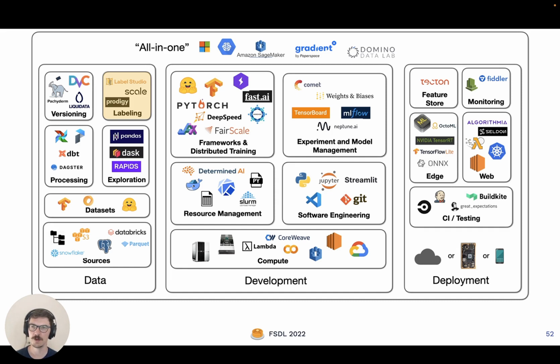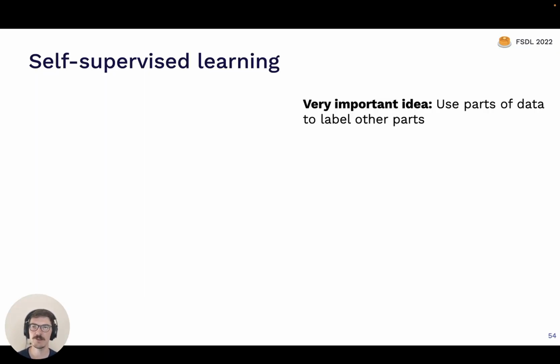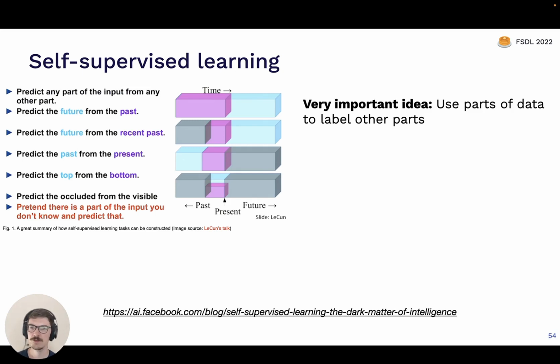The next thing we should talk about is labeling. And the first thing to talk about when it comes to labeling is maybe we don't have to label data. Self-supervised learning is a very important idea that you can use parts of your data to label other parts of your data. So in natural language, this is super common right now, and we'll talk more about this in the foundational models lecture. But given a sentence, I can mask the last part of the sentence and use the first part of the sentence to predict how it's going to end.